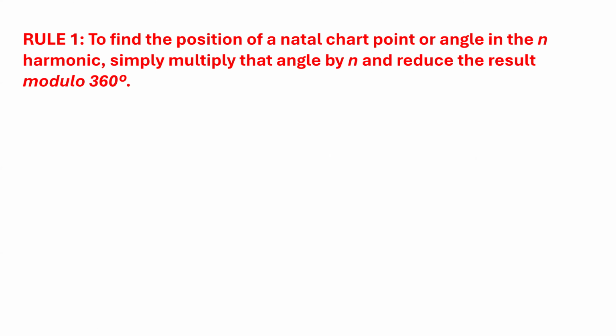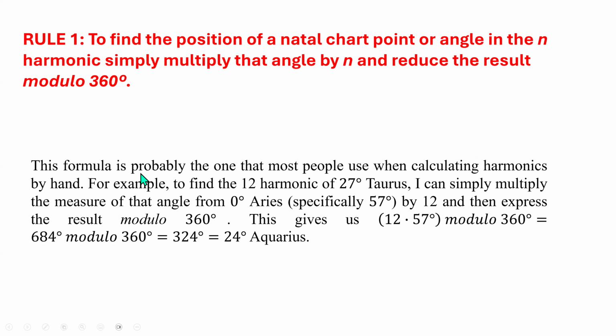All right, rule number 1. This is a calculation rule. To find the position of a natal chart point or angle in the n-harmonic chart, we simply multiply that angle by n and reduce the result modulo 360 degrees. This formula is probably the one that most people use when calculating harmonics by hand. For example, to find the 12th harmonic of 27 degrees Taurus, I can simply multiply the measure of that angle from 0 degrees Aries, that's going to be 57 degrees, by 12, and then express the result modulo 360 degrees.